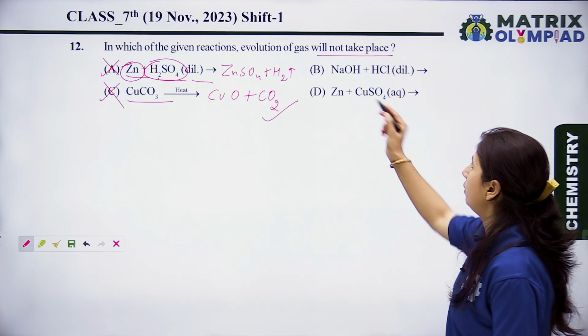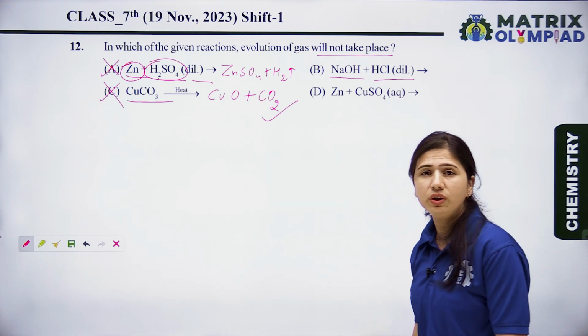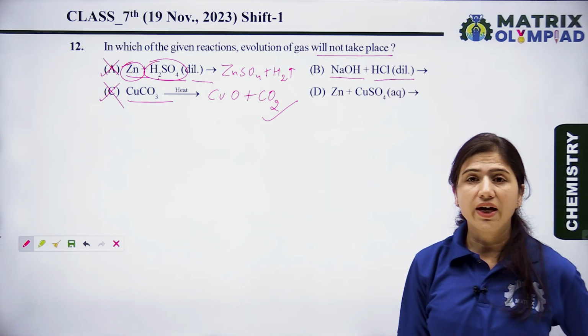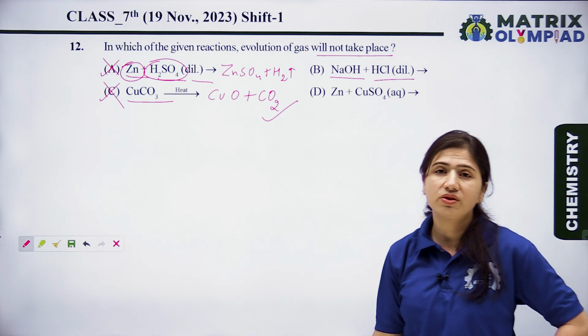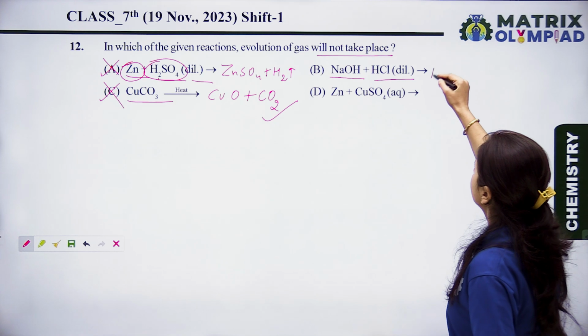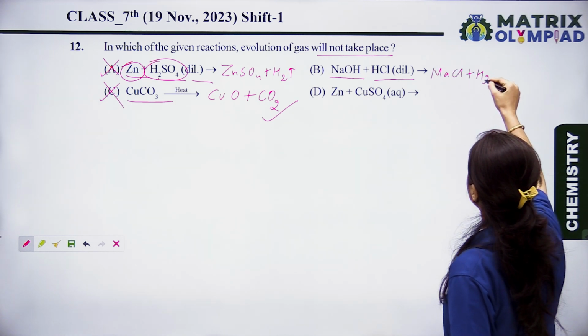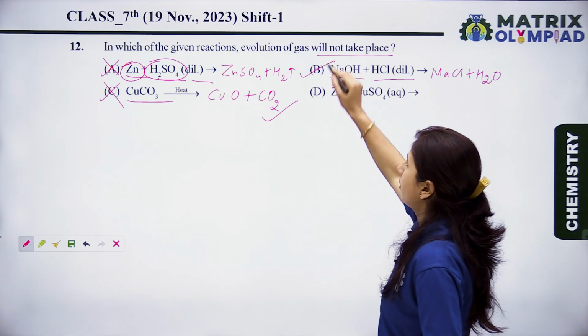Now let's see B. B is when NaOH reacts with HCl. We know that NaOH is a base and HCl is an acid. When an acid-base reaction takes place, salt and water will form. So in this reaction, NaCl plus water is formed. So this is a right option.